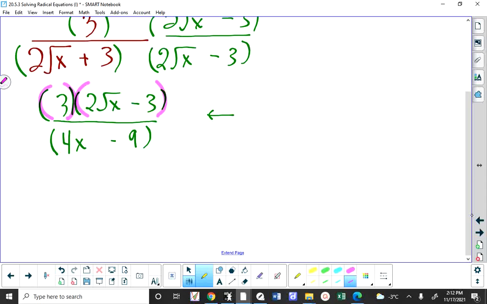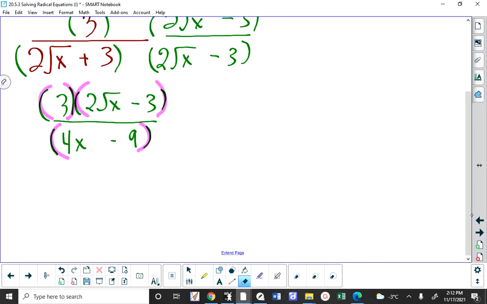On the bottom of this expression, I have 4x minus 9, which I can't factor. So even though there's 2 terms in that, there is 1 factor. So the question I have is, can we cancel anything? No, because there's no factor on the top that's identical to a factor on the bottom. That's the answer as far as I'm concerned, Seamus.